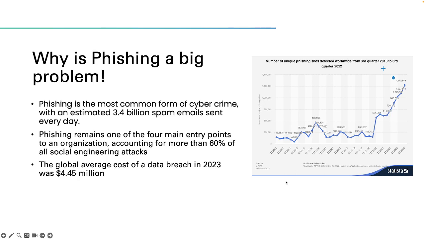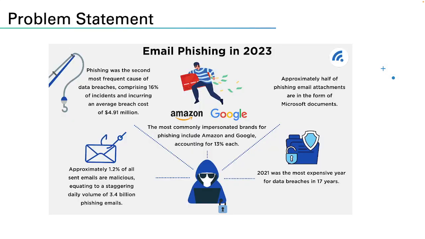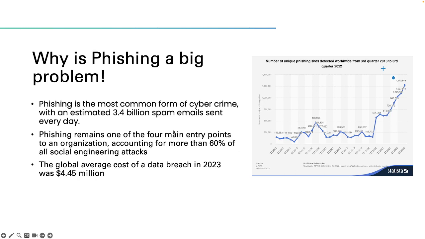Why is phishing a big problem? Phishing is the most common form of cybercrime, with an estimated 3.4 billion scam emails sent per day. Phishing remains one of the 4 main entry points to an organization, accounting for more than 60% of all social engineering attacks. The global average cost of a data breach in 2023 is $4.45 million.